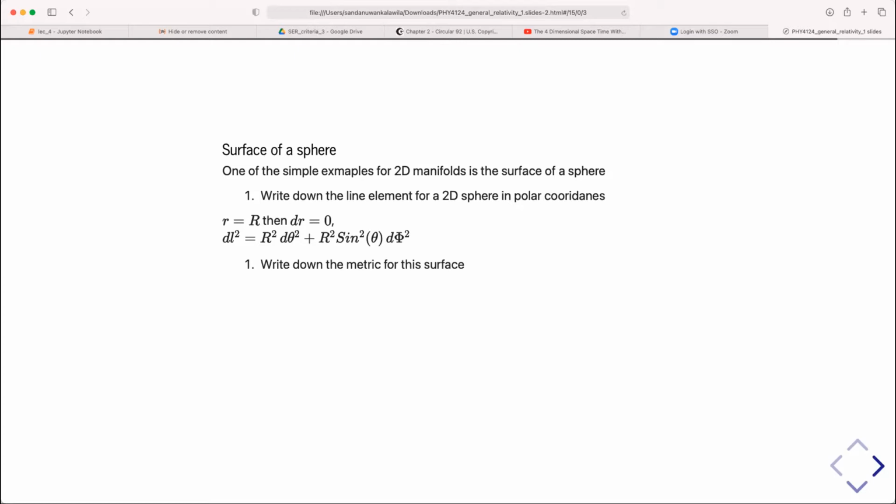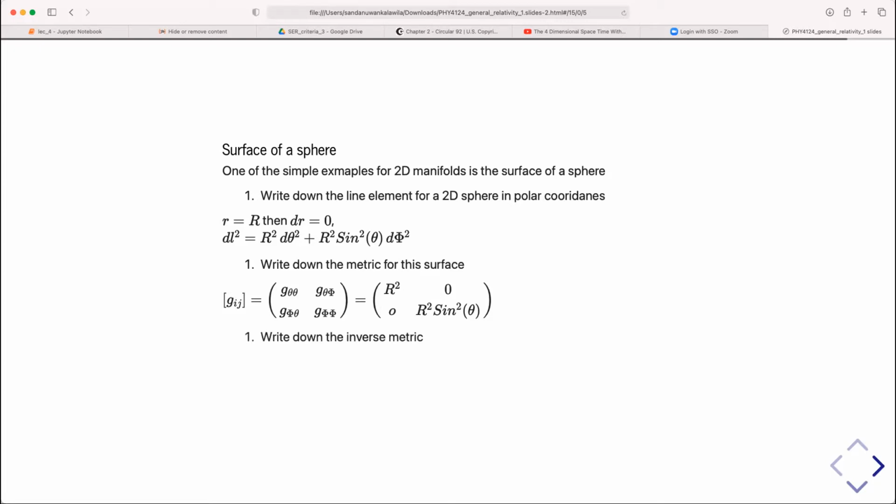Once you have this line element, you can write down the metric for this surface, and we have done this before as well. The metric will be this one right here. You need the theta theta term, theta phi term, phi theta term, and phi phi term. From this expression, you can see that you only have the diagonal elements, the theta term and the phi term. So the off-diagonal elements should be 0. This is the metric for this surface.